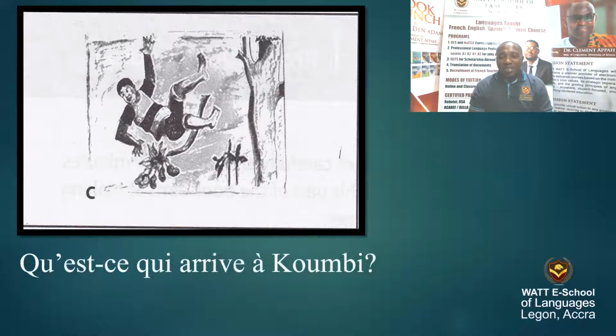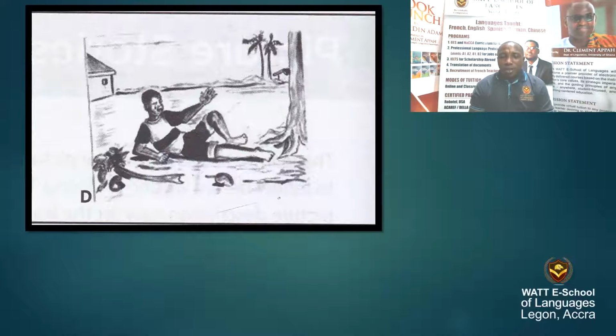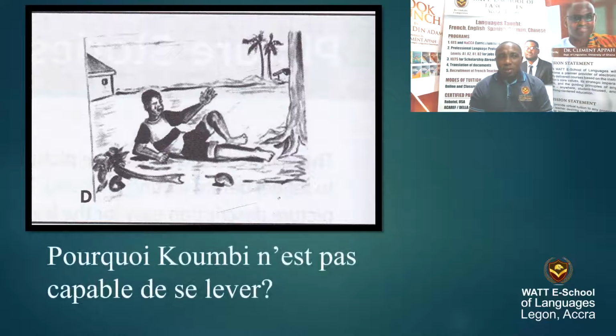Picture C. Oh, I like this image. Look at Kumbi's case. So they are asking, qu'est-ce qui arrive à Kumbi? What is happening to Kumbi? Here, the verb arrive means happen. What is happening to Kumbi? Kindly write it.